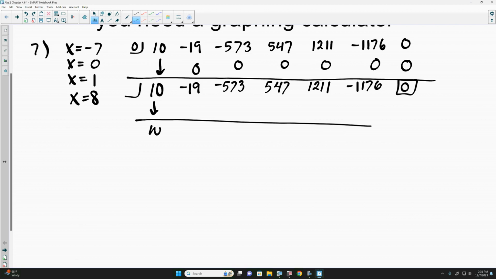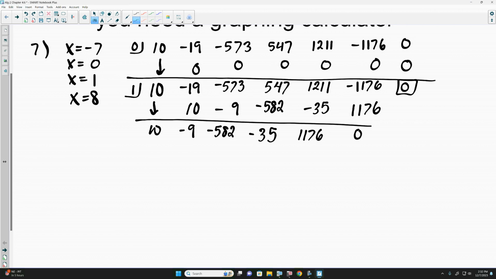Now we're going to do this again with 1. 10 times 1 is 10. -19 plus 10 is -9. 1 times -9 is -9. -573 plus -9 is -582. 1 times -582 is -582. 547 minus 582 would be -35. 1 times -35 is -35. 1,211 plus -35 is 1,176. 1 times 1,176 is 1,176. And our -1,176 plus 1,176 is 0.